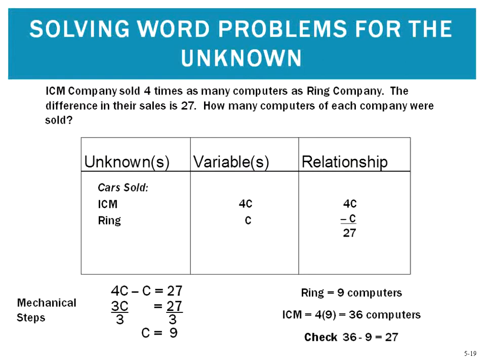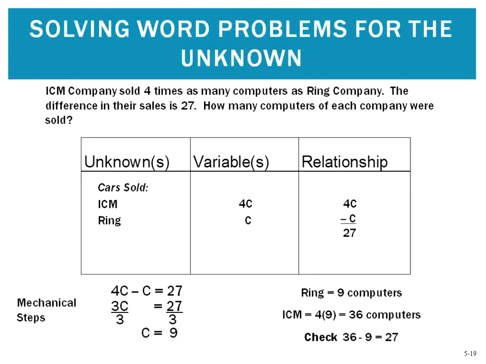For example, ICM Company sold 4 times as many computers as Ring Company. Okay? The difference in their sales is 27. How many computers of each company were sold? So ICM, so right, the question is, how many computers? So computers, we're going to say C. Okay? So ICM sold 4 times as many computers as Ring Company. Okay? So Ring Company is going to be a regular C. They sold this many computers. We're going to solve to find out how much that is. Whatever that is, ICM sold 4 times as many, so it's going to be 4C.